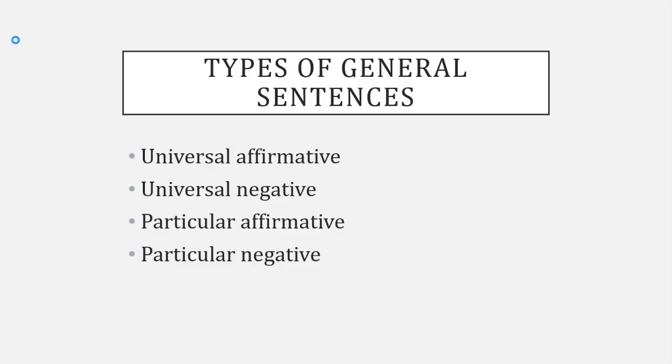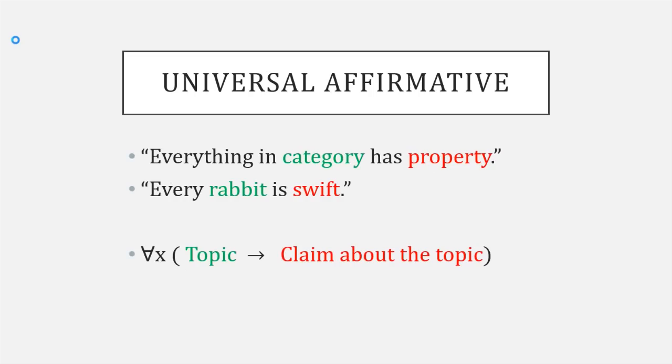Recall that we've got these 4 types of general sentences, and we've got general formulas for each of them. We've got universal affirmative, you're saying all of something is something. Universal negative, you're saying none of something is something. Particular affirmative, there is at least some things that are like this. And particular negative, there is at least one thing that's not like this. So let's just review these.